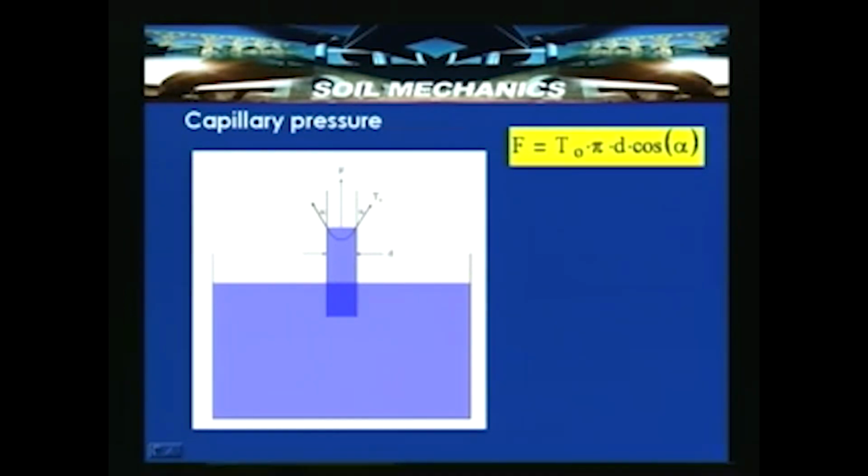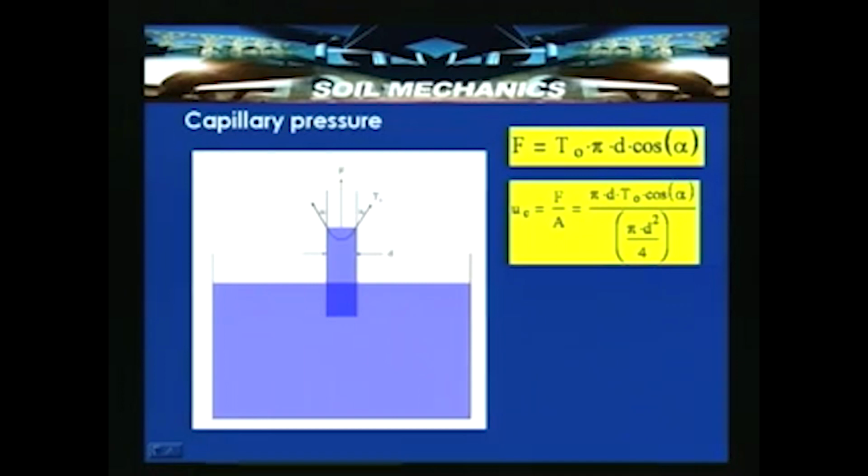Now if you look into it, the force F with which it could draw the water into the glass tube of diameter D is nothing but T naught, which is the surface tension, the property of the fluid. For water, the surface tension is 0.00075 kilonewton per meter. So, F is T naught into pi d cos alpha, where alpha is the contact angle. For a clean tube or for mineral grains with clean surfaces, this contact angle alpha is equal to 0.